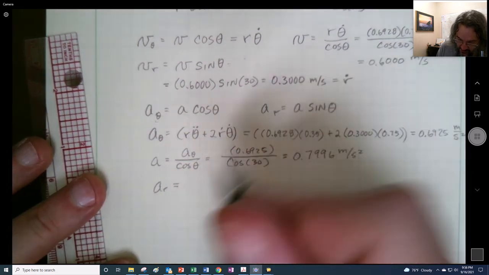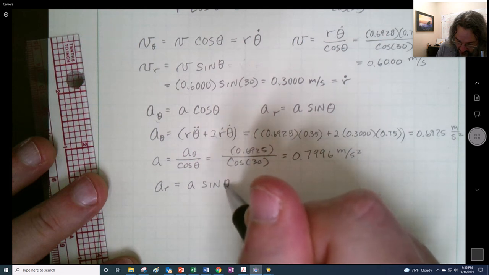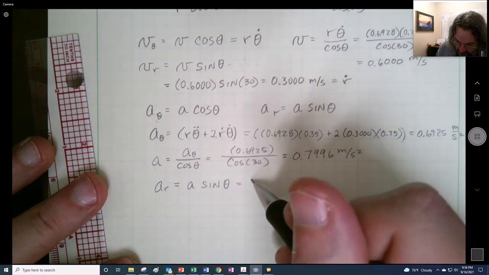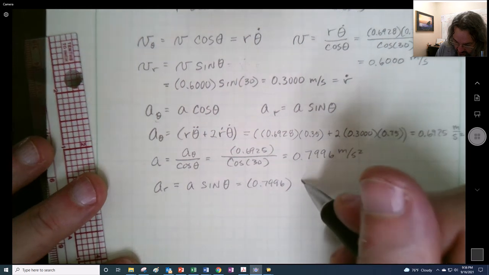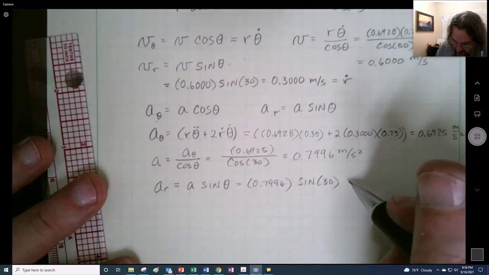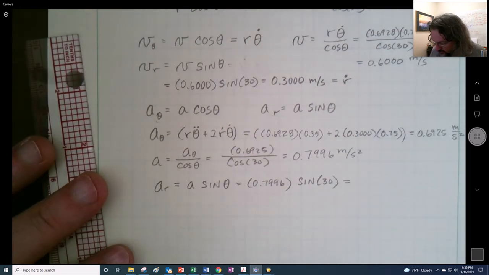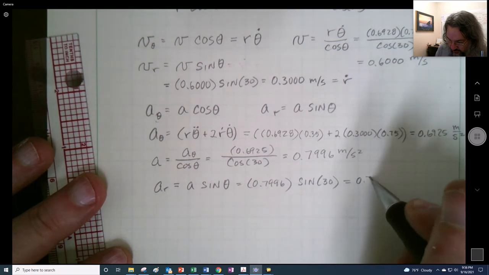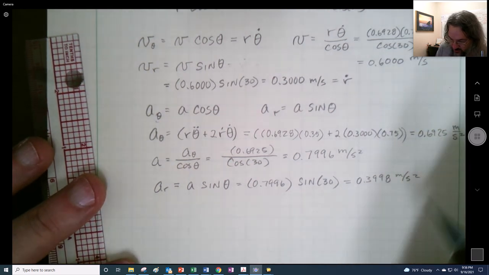A_r is, as we said, going to be A times the sine of theta. So 0.7996 times the sine of 30. So it's just 1/2 of that, really, because sine of 30 is 0.5. So we get 0.3998 meters per second squared.